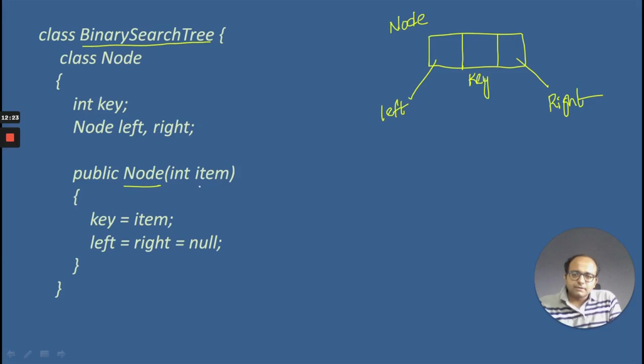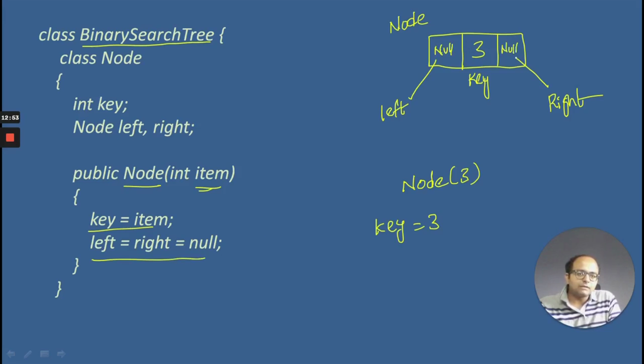Node of item. You can see whenever I want to create a new node, then simply we are going to create a new node by passing its data. For example, node of 3. Okay. Then item value will become 3. So key is equal to item, which means key is equal to 3. So this is how it gets initialized. Left equal to right equal to null. Initially left equal to null and right equal to null. Okay. So like that we can create a node.